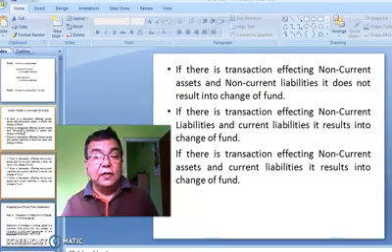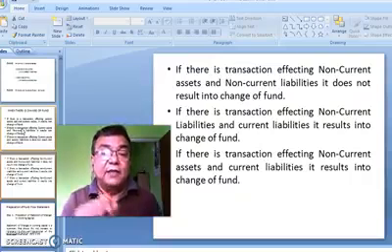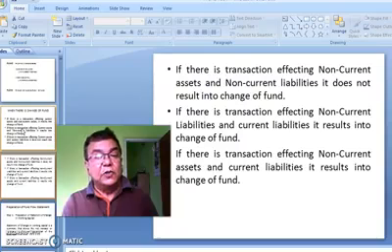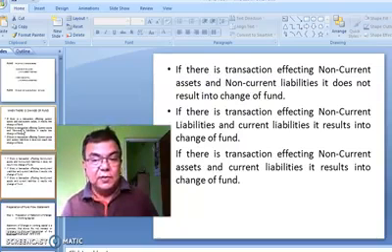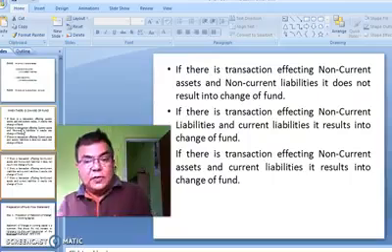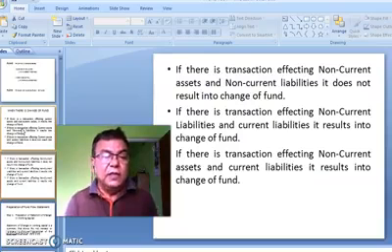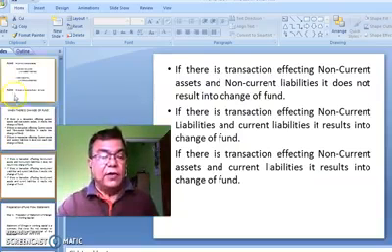The next condition is, if there is a transaction affecting non-current assets and current liabilities, it results in a change of fund. That means one side is current liability and the other side is non-current assets. So obviously, there is a change of fund.